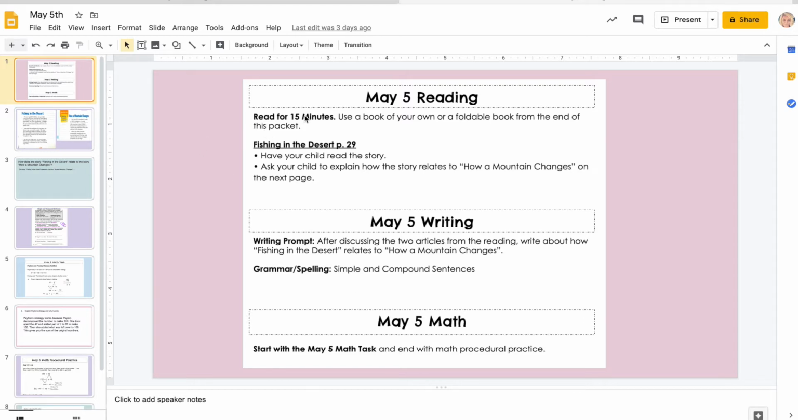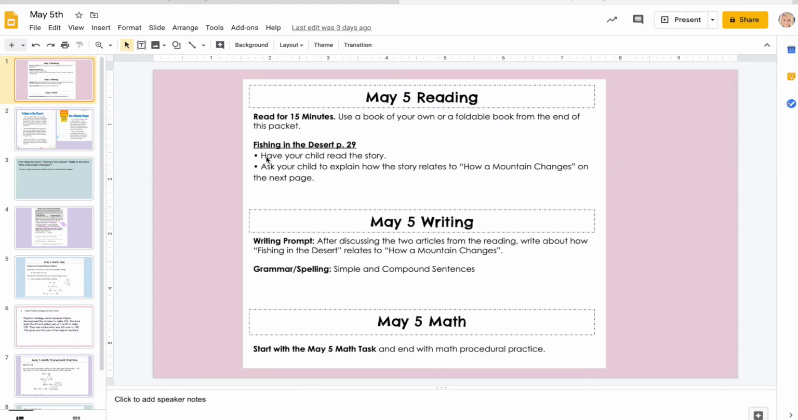Today they want you to read for 15 minutes. You can either use a book of your own, or there are some foldable books in the back of this distance learning packet you can use, but you can also use resources online such as Storyline Online, or find stories through other resources as well.